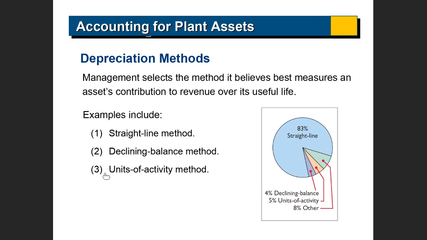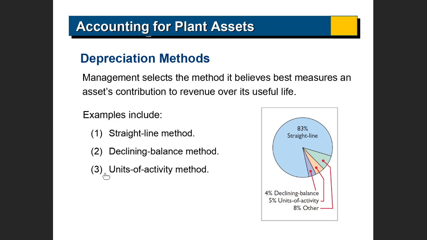The third one is units of activity. Units of activity is based on how much the equipment can produce. So let's say you buy an ice cream machine, and the ice cream machine is capable of producing 1 million gallons of ice cream, right? So if you produce 100,000 gallons of ice cream in the first year, that means you will depreciate 10% of that in the first year.